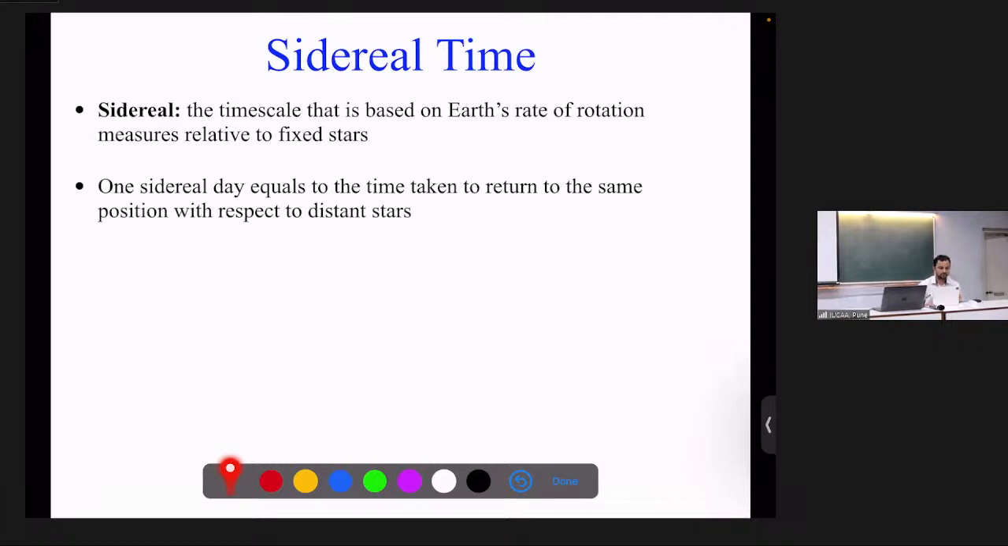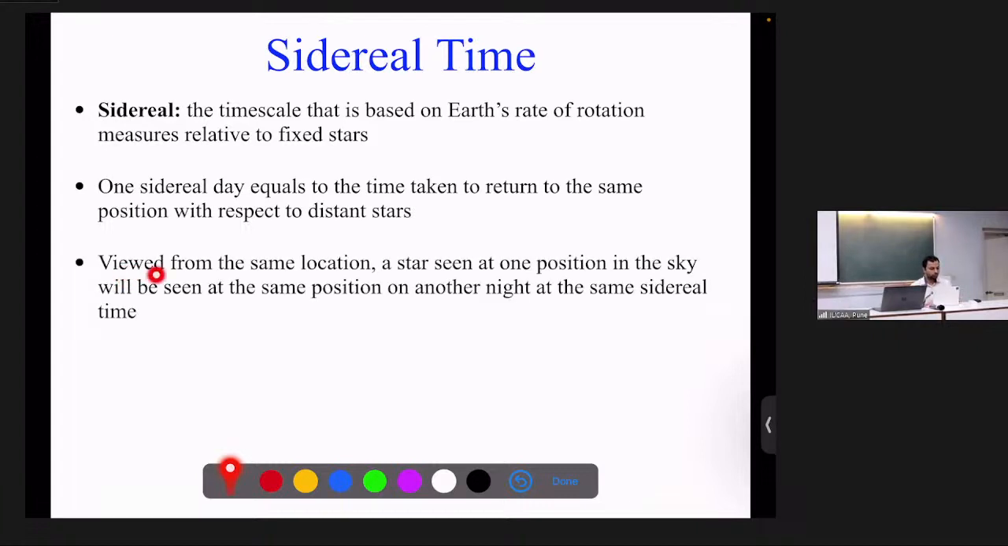Fine. So one sidereal day equals the time taken to return to the same position with respect to distant stars. So today I saw the pole star at some time, and after some time, again I saw the pole star at the same position. So this time duration I am calling one sidereal day. Next: viewed from the same location, a star seen at one position in the sky will be seen at the same position on another night at the same sidereal time. This is what I just repeated. Fine? Anu, you understood? Good.